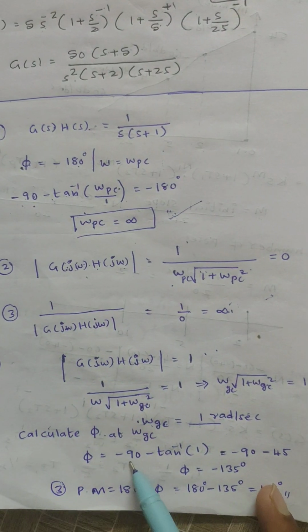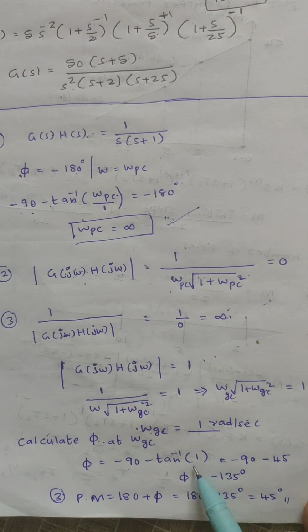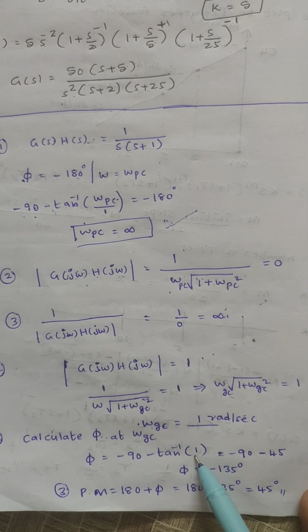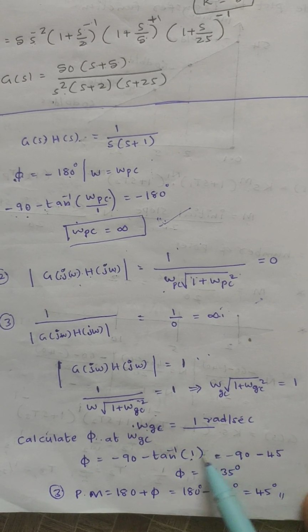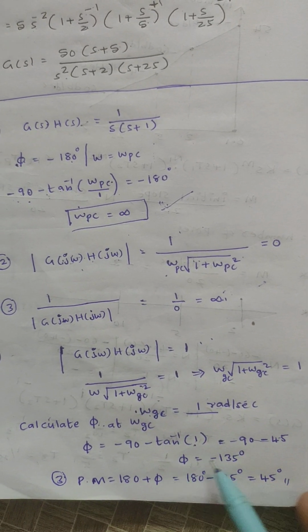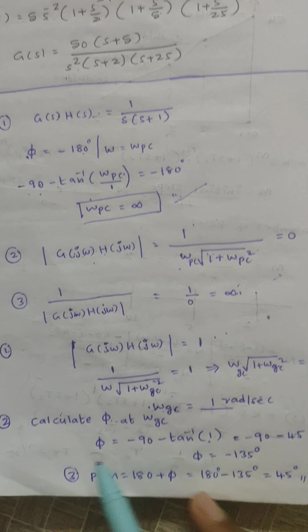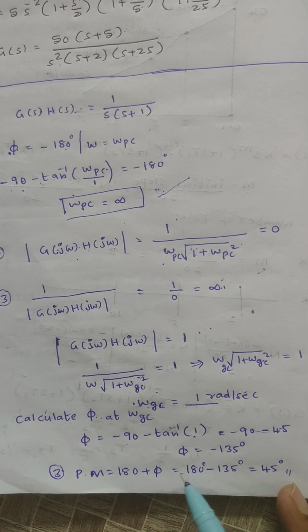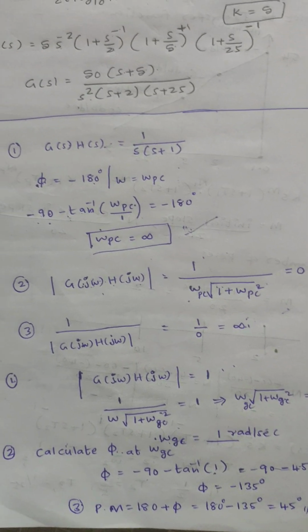Minus 90 minus tan inverse of omega gc, right? The omega gc value will be 1. Tan inverse 1 is nothing but 45 degrees. You will get the phi value as minus 135 degrees. Then phase margin is equal to 180 plus phi. You will get 45 degrees.